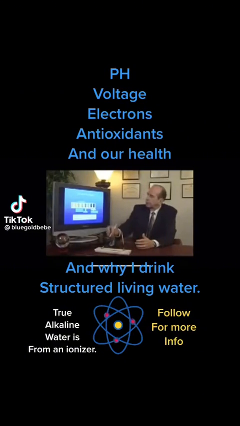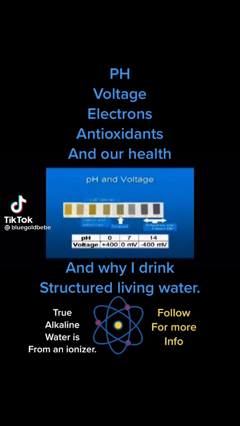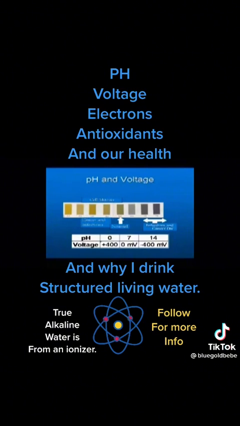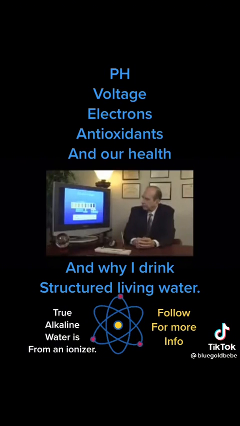Everyone knows the term pH, but few of us really understand what it means. pH stands for potential hydrogen, and basically it's a measure of voltage. For example, a pH of 0 is considered a plus 400 millivolts, a pH of 7 is 0 millivolts, and a pH of 14 is a minus 400 millivolts.